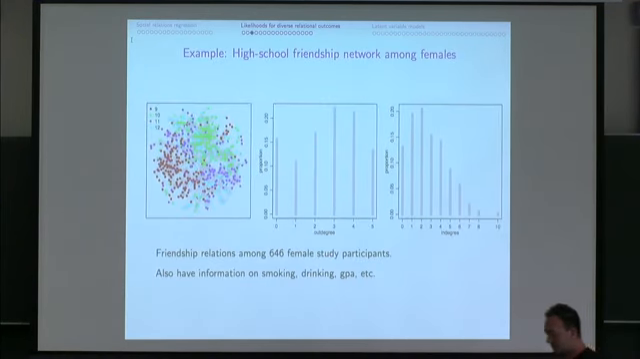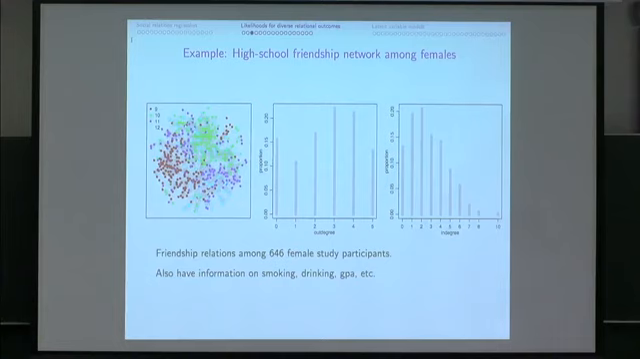So I want to show you one particular extreme case of non-binary outcomes. It looks like it might be close to binary outcome, but it was sort of challenging to deal with. And so we had to come up with a new way of analyzing this type of data. So this is data from a high school friendship network among females, this particular data set. So there's 646 female study participants here. And so this is the network, so to speak. And we also have information on the students' smoking, drinking, GPA, stuff like that. Their after-school activities, in fact.